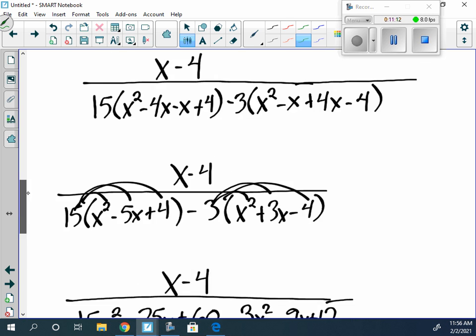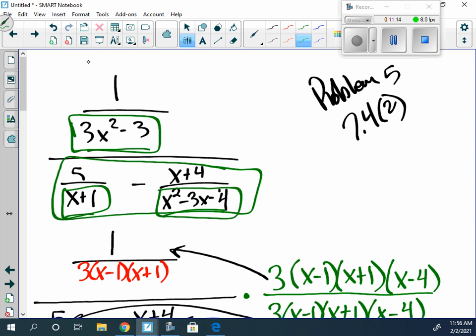Number 6 is the same way as number 5. So that is 7.42, number 5. You want to look at number 6? Yes, because it is the same way as 5.